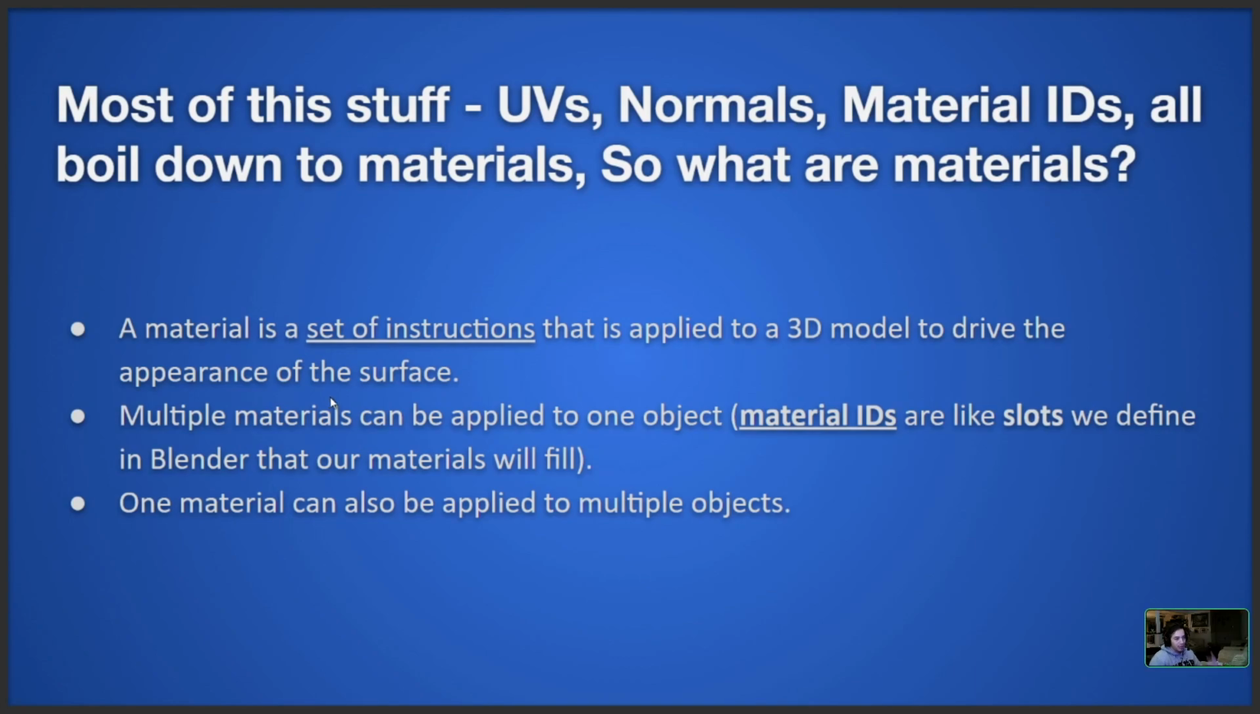Multiple materials can be applied to one object. The material IDs are like slots that we define in Blender that our materials will then fill, whether you're in Unity or in Unreal Engine or any program. You fill those slots is more or less what you're doing. One material can be applied to multiple objects. That's an optimization kind of thing, and we'll talk about that.